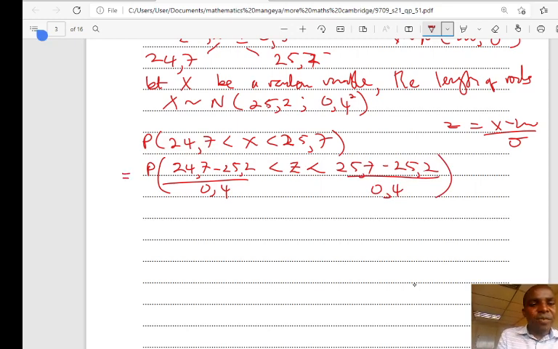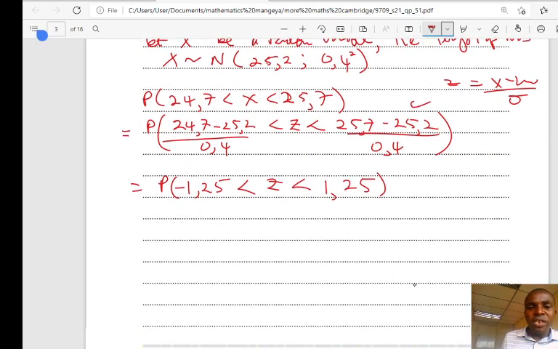Then after that, go further. 24.7 minus 25.2 is actually negative 0.5. So negative 0.5 divided by 0.4, you get 1.25. So its probability, Z lies between negative 1.25 and this part will also get positive 1.25 because it's the same.